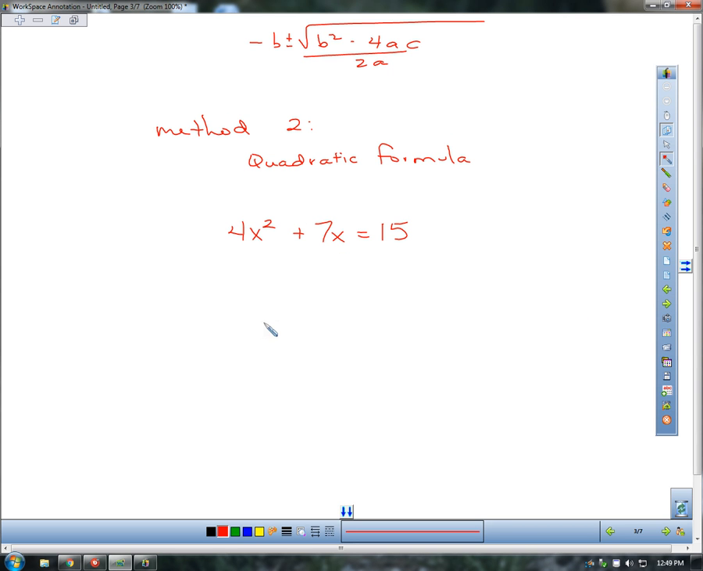Method number 2 that we learned was the quadratic formula, up here. And you will have access to the formula on the test. What you need to know is that to use the quadratic formula, everything has to be on the same side of the equal sign. So that means that I would have to move 15 over to the left. And so I'd have 4x squared plus 7x minus 15 equals 0.